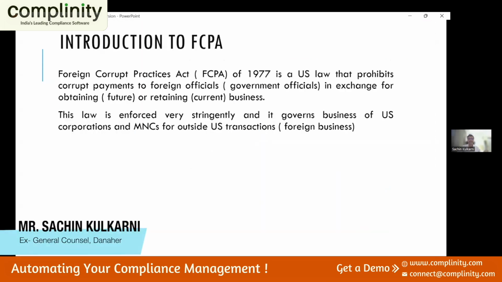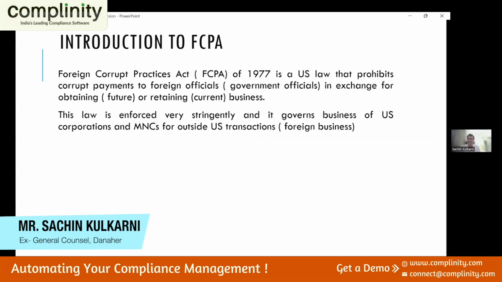Right? Now, with that background, let's go through a quick introduction of this law. This is a 1977 law, which was enacted and implemented, but not with full force till the dawn of this century. Since 2001, the government started enforcing it very stringently. They invested hundreds of prosecutors. They did deep studies of transactions of so many US listed companies.